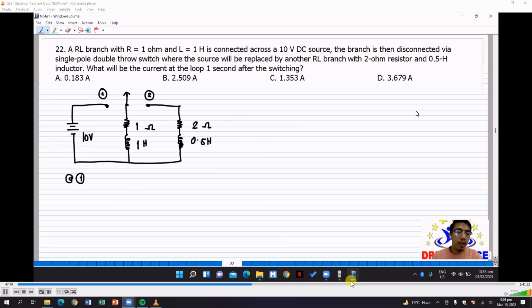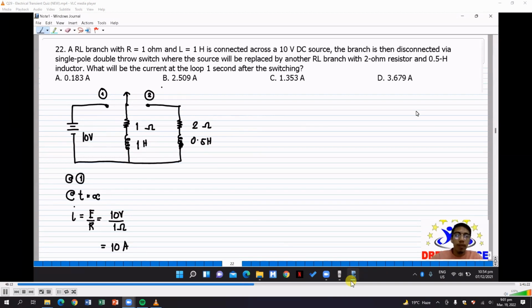Say at t equals infinity, we have a current. Okay, what is our current? That is the maximum, that is E over R. So E is 10 volts, R is 1 ohm. So our current is 10 amperes.